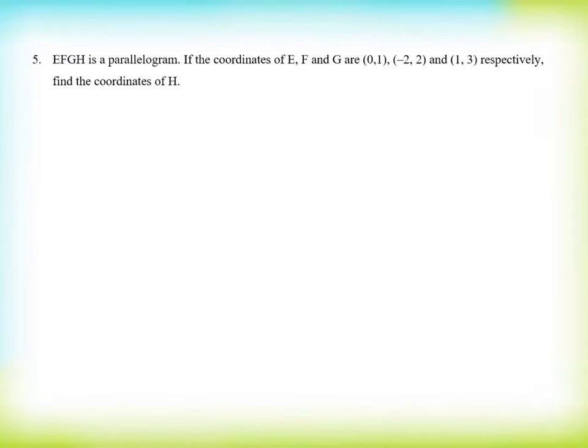Question 5. EFGH is a parallelogram. Now, parallelograms have many equal vectors, and we need to know that the coordinates of E, F, and G are 0, 1, negative 2, 2, 1, 3, respectively. Immediately, what do we know about the position vectors? OE will be 0, 1, OF will be negative 2, 2, and OG will be 1, 3. Now, they want us to find the coordinates of H.